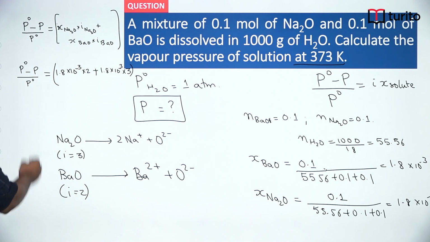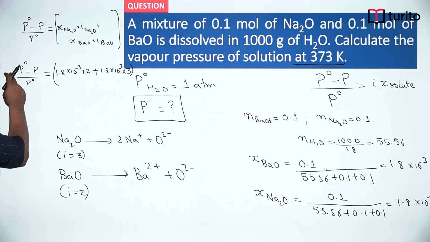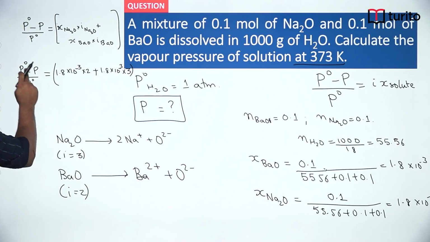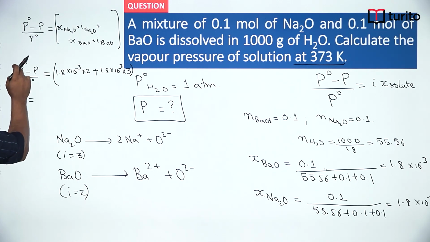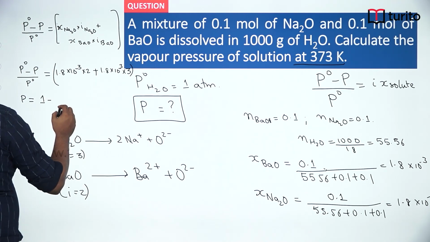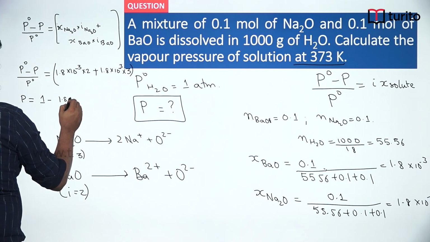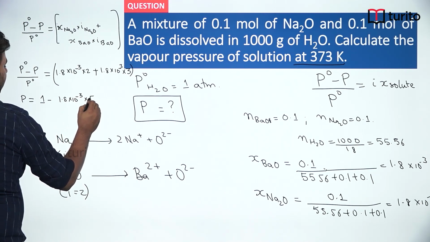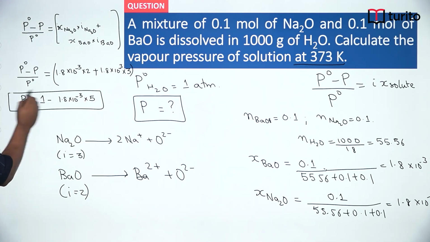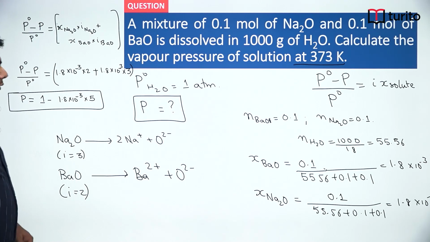Okay. So we know the value of P naught, which is 1. We will get the answer in atm. So this is also 1. So P naught minus P is equal to this. P naught is 1, so P would be 1 minus, just take 1.8 into 10 raised to minus 3 common, so this into 5. So this would be the pressure of the final solution. 1.8 into 10 raised to minus 3 into 5 would be 9 into 10 raised to minus 3. So we'll get the value in atm.